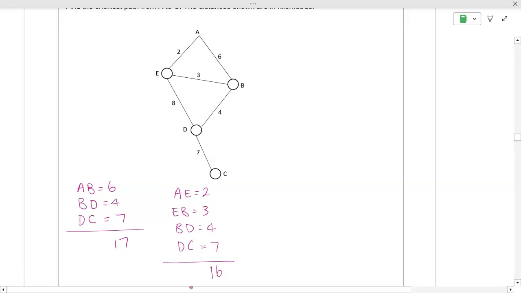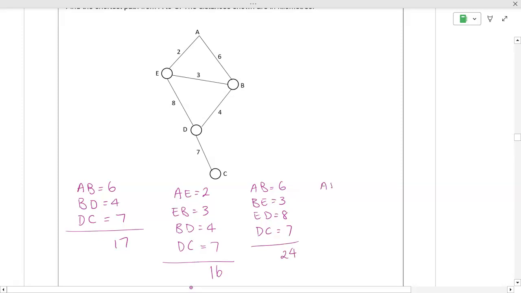Okay, so from here I could go A to B, which is 6. I could go B to E, which is 3. Then I could go E to D, which is 8. And then D to C, which is 7. That gives me a total of 24. So we know that one's definitely out. And there's one more we can try.